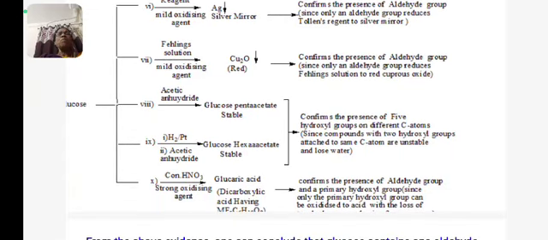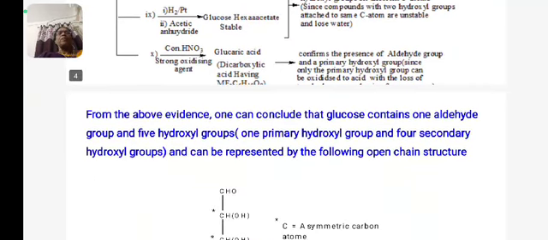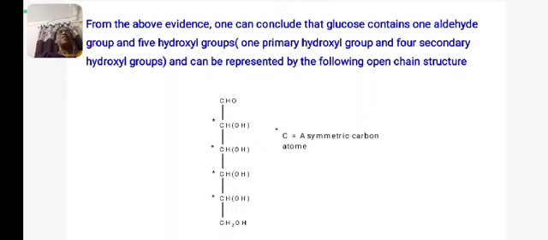Then, on treatment with concentrated nitric acid, a strong oxidizing agent, glucose is oxidized to a dicarboxylic acid, glucaric acid. This reaction confirms the presence of an aldehyde group and also a primary hydroxyl group. We know that only a primary hydroxyl group can be oxidized to an acid. From the above evidences, we can conclude that glucose contains one aldehyde group and 5 hydroxyl groups.